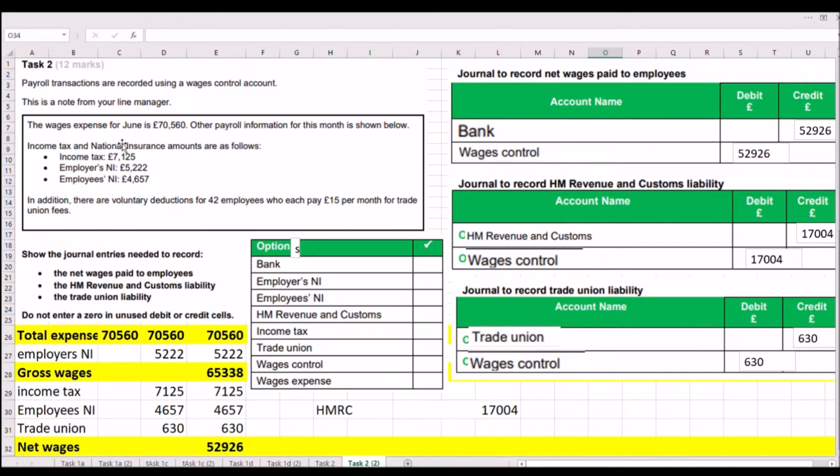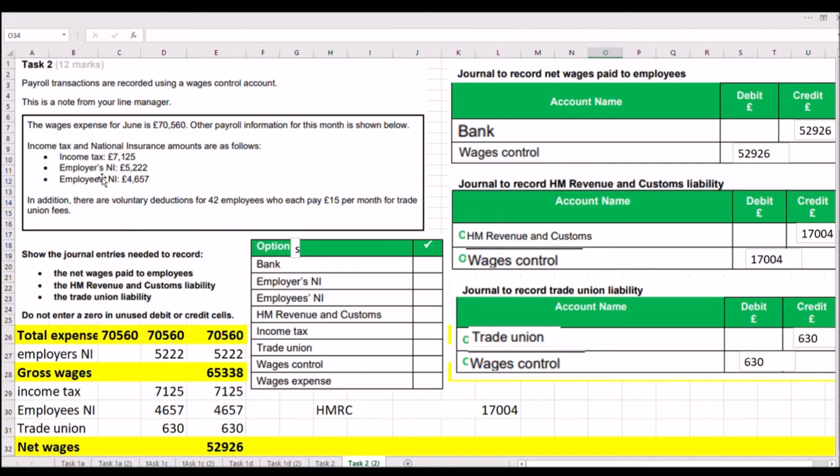So here we are, wages expense, which is the total expense of that figure. So that was the total figure, and you drop that in. You've now got the other numbers here, and you're going to drop them in there. So you've got employer's expenses, which go above the gross wages to get to the total expense, and employee's expenses, which go below the gross wages to get to the net wages. Here, you've got income tax, which is an employee's expense.